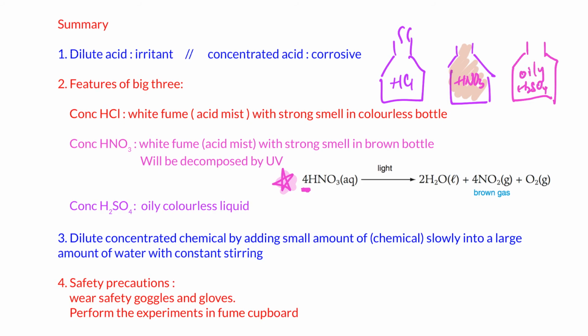You have a small amount of water, only 2% of it. So how to dilute the acid in the process? You have 3 steps. First of all, add a small amount of chemical always slowly into a large amount of water with constant stirring. Safety precautions: you may wear gloves, goggles, and also perform the experiments in the fume cupboard.